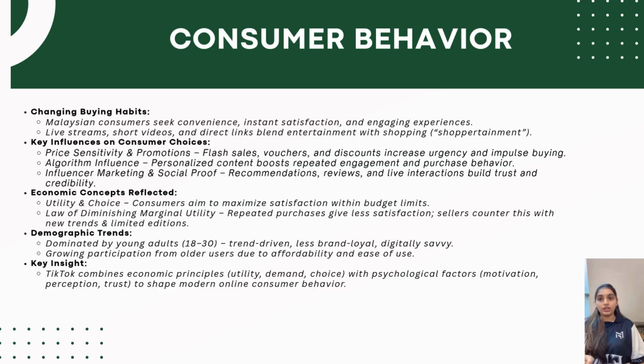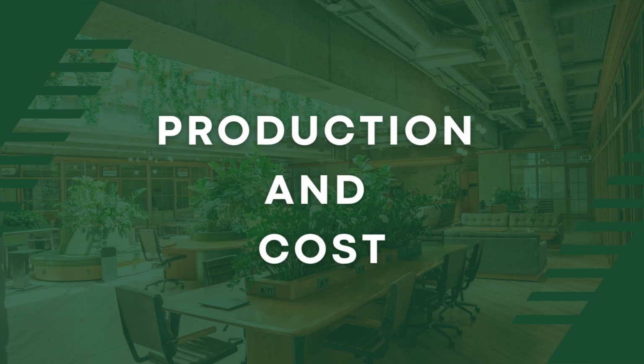So the last one, the law of diminishing marginal utility, can be seen in this setting. The first time a consumer buys a viral product, satisfaction is very high, but with each repeated purchase, the excitement decreases. That's why sellers often release new designs or limited-time offers to keep customers interested. TikTok Seller Center shows how consumer psychology and economics are deeply connected in modern online shopping. That's all from me. Thank you so much.